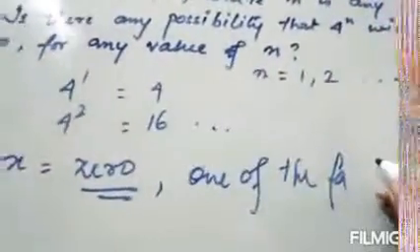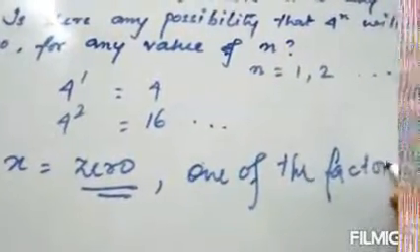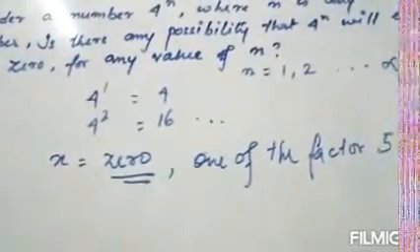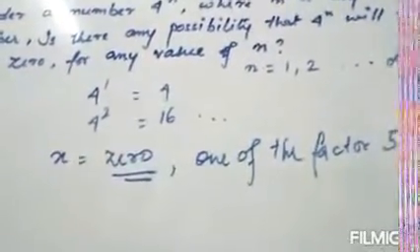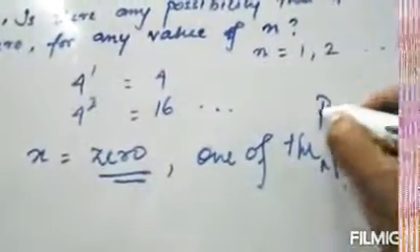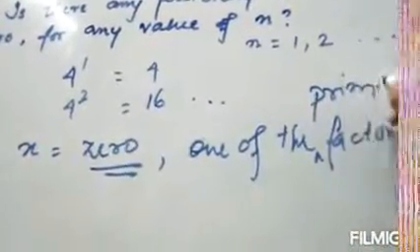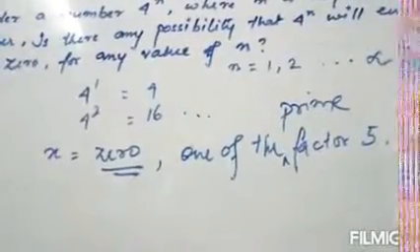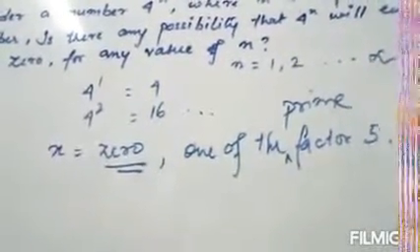One of the factors will be 5. For a number to have 0 at the last, one of the prime factors has to be 5. Not just any factor, because 10 can also be a factor. For a number having 0 at the last, prime factor 5 must be there.